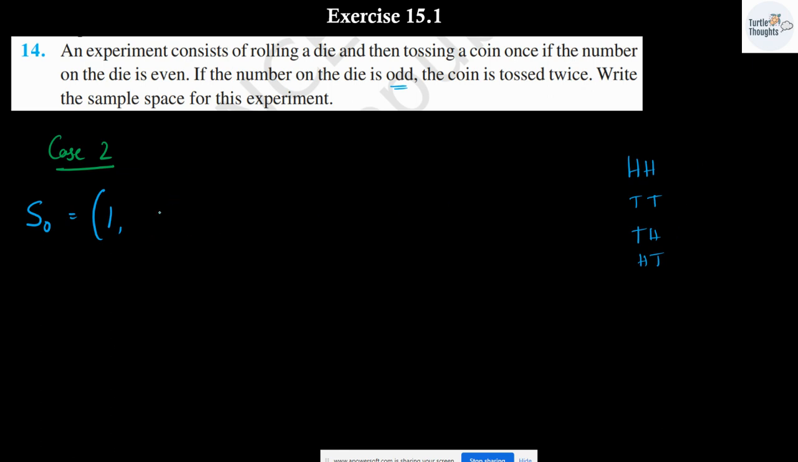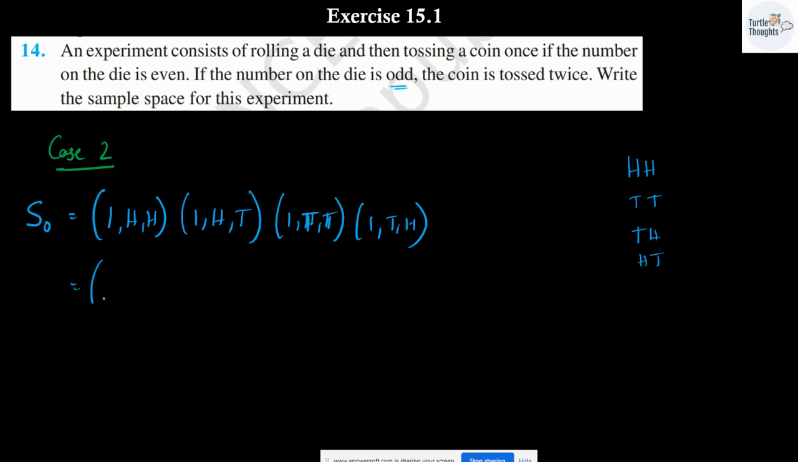So the same thing I can mention over here: H, comma H. Or I can get 1, which is an odd number. Then again, when I toss the coin two times, it can be HT, or T and T, or T and H. So these are four possible outcomes when I get 1, which is an odd number.